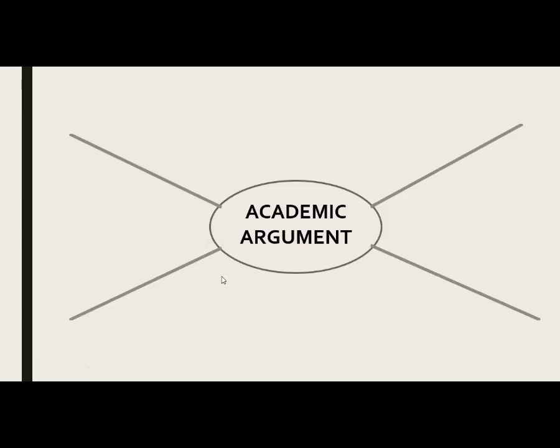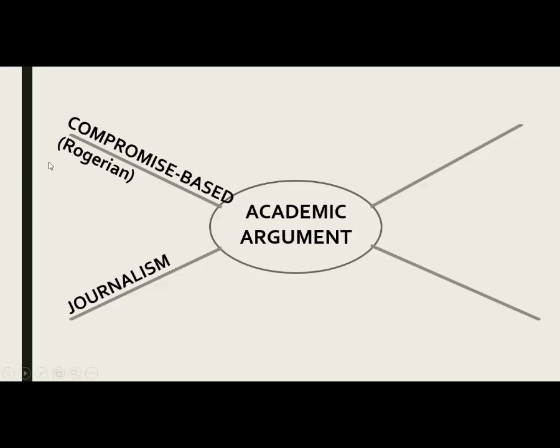This here, once again, is the map of our class. So if you take a look at this, and we're going to start right here, I'm going to show you guys the four different settings that we're going to learn academic argument through. The first is journalism. The second is compromise-based or Rogerian. The third is interpretive. And the fourth is research-based.